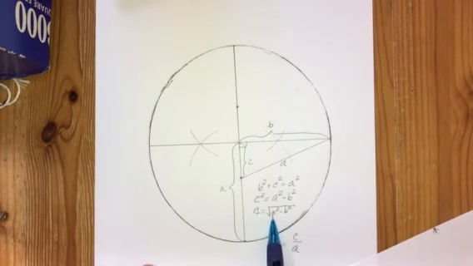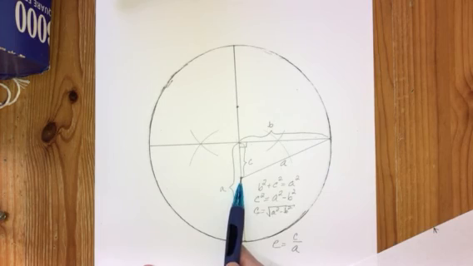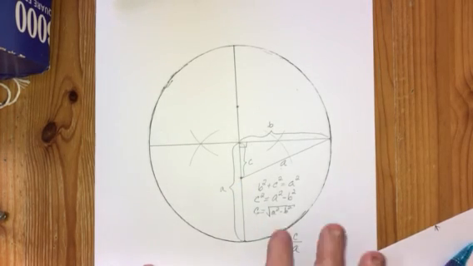We can square the length of the major axis, or rather the semi-major axis, subtract the square of the length of the semi-minor axis, and take the square root of the result, and that will give us the distance from the center to the focus. So we'll come back in the next videos and apply this.